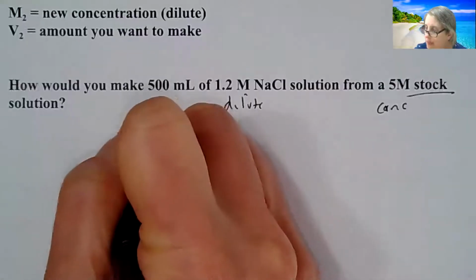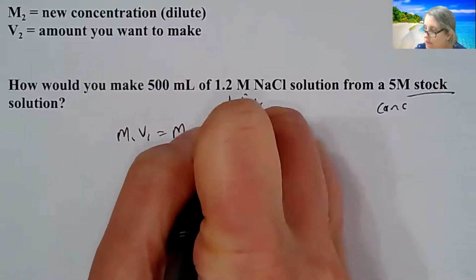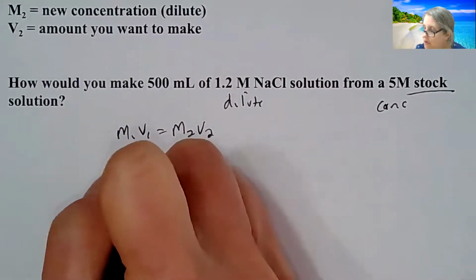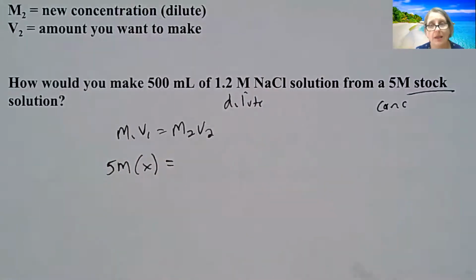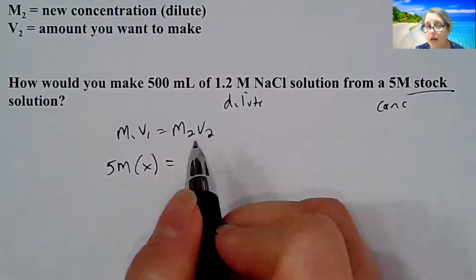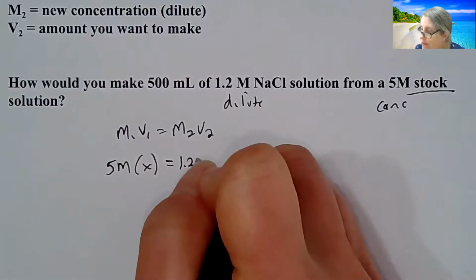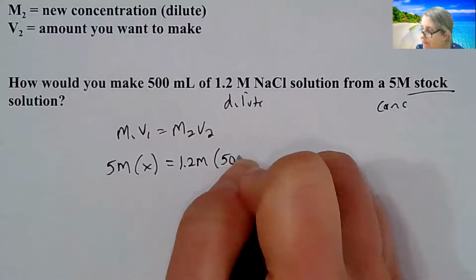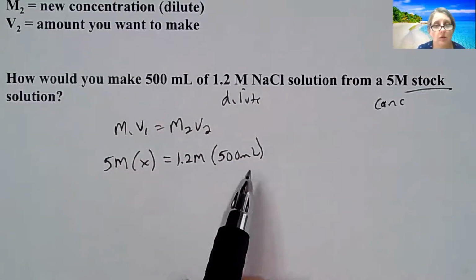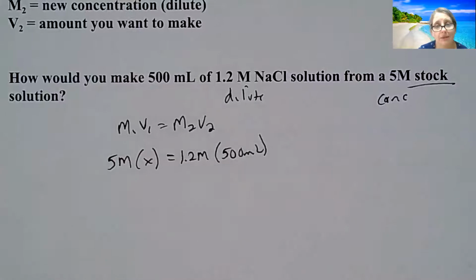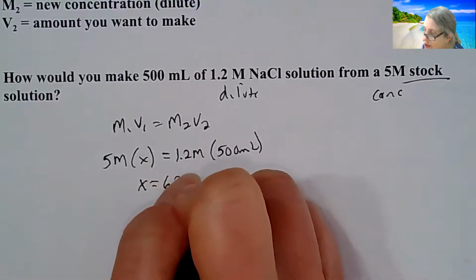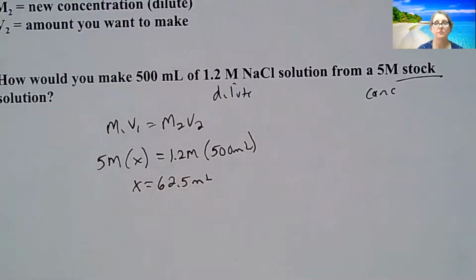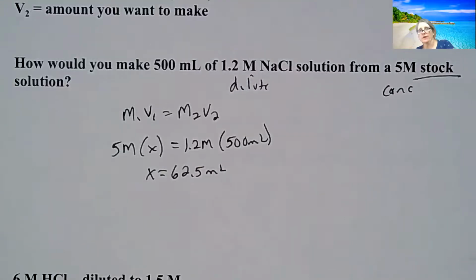So if you're setting up M1V1 equals M2V2, my concentrated solution is 5 molar. I want to know what the volume is going to be to put into that volumetric flask. I know I want a 1.2 molar solution and I need a total of 500 mils. Again, please note that you could use milliliters. You don't need to spend the time converting it to liters and then making a mistake. So mathematically, these are easy calculations. You get about 62.5 milliliters. So that's never the issue with these calculations.